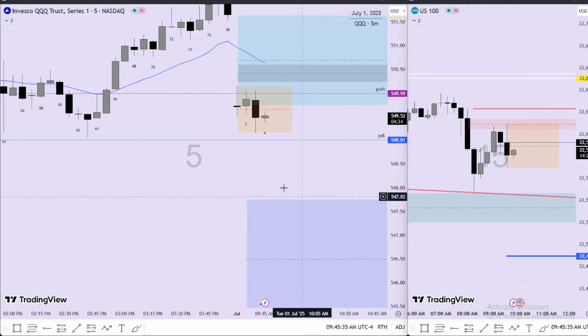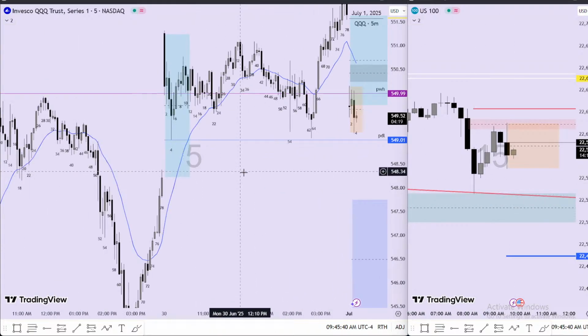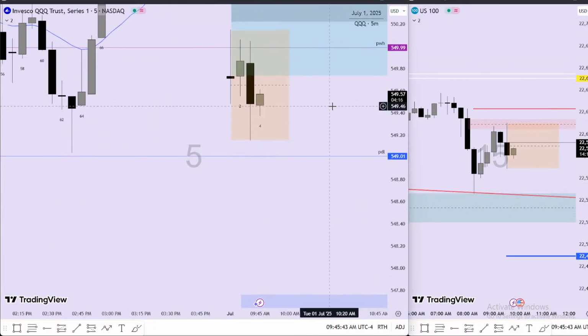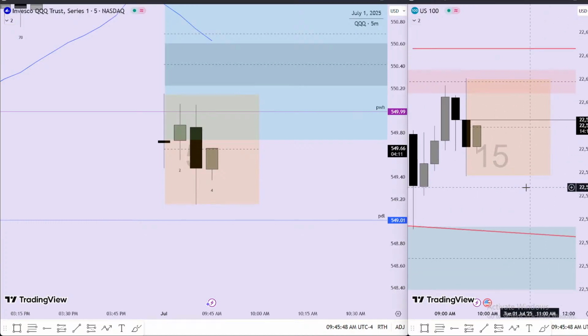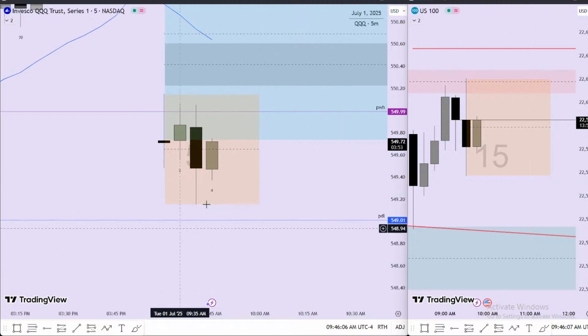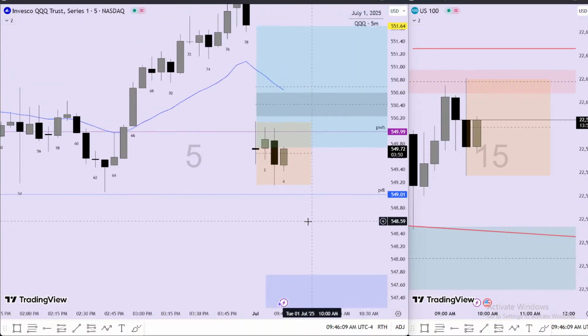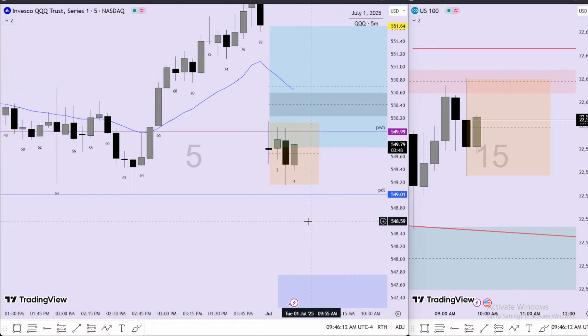That blue line is equivalent to this box on the Qs, and the opening would be the close of the gap. We have yet to test the previous day's low, so keep that in mind.